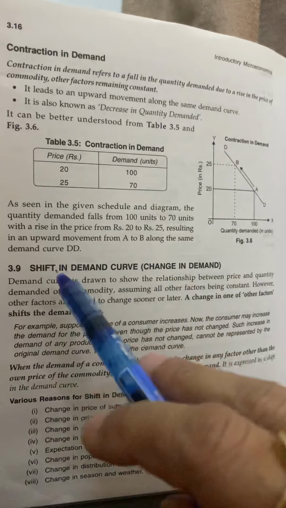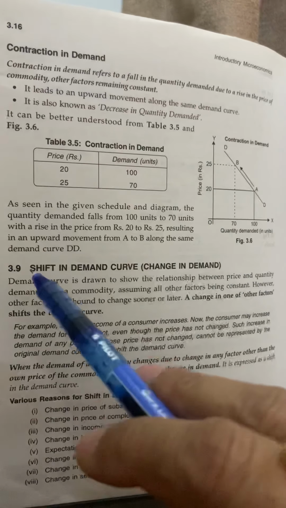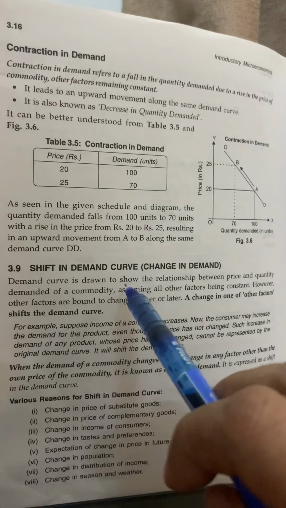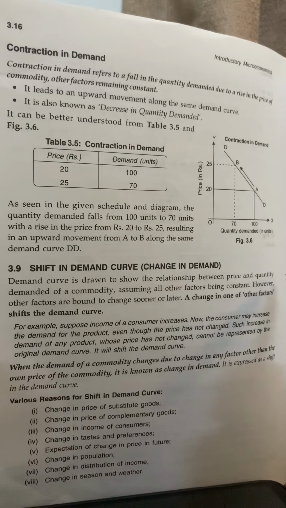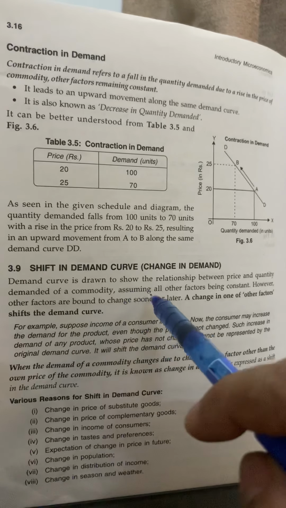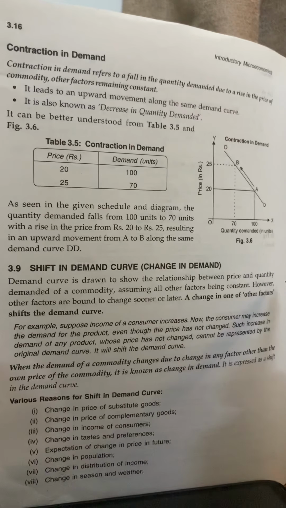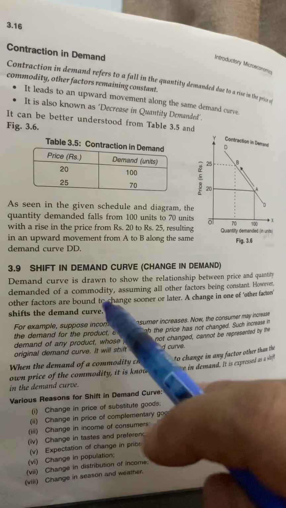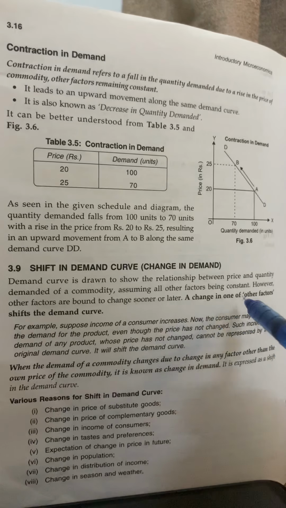Our next topic is shift in demand curve or change in demand. Demand curve is drawn to show the relationship between price and quantity demanded of a commodity, assuming all factors being constant. However, other factors are bound to change sooner or later. A change in one of the other factors shifts the demand curve.